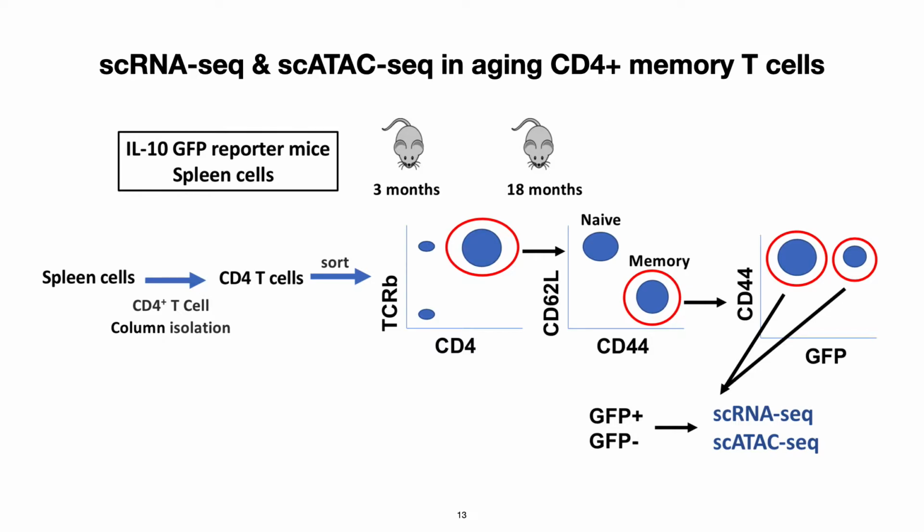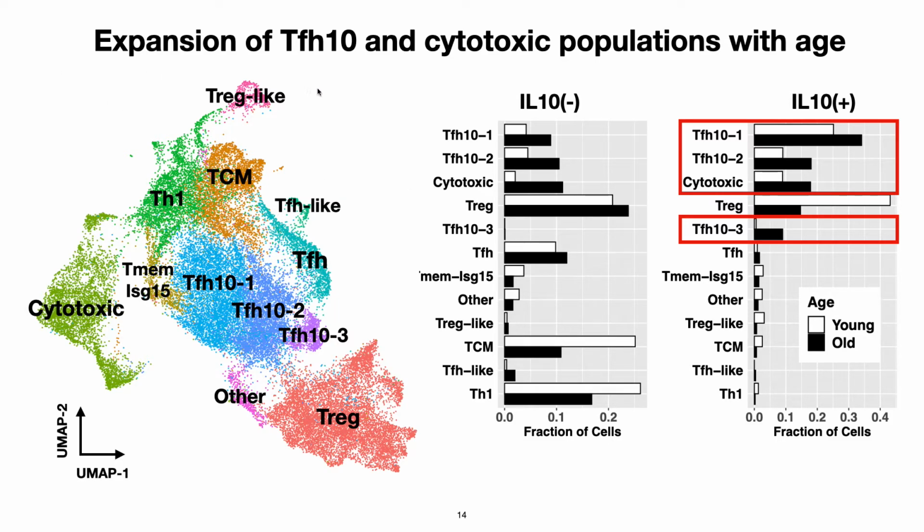To further study these Tfh10 cells and characterize their regulatory networks, we've generated single-cell RNA-seq and single-cell ATAC-seq using IL-10 GFP reporter mice. We've enriched for IL-10 positive cells. We end up with about 40,000 cells in our data set, and after SROT integration and clustering, we've annotated our cell types based on markers in comparison with other single-cell data sets in aging T cells. We've identified what we think are 3 clusters of Tfh10 cells.